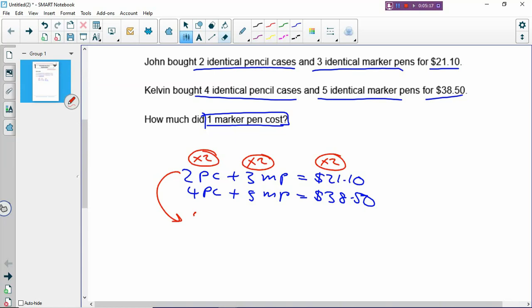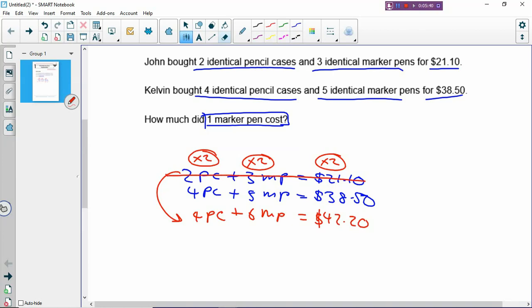So 2 times 2, now it is 4 pencil case, and 3 times 2, it is now 6 marker pens, and $21.10 times 2, right? And you will get $42.20. So the old skin has now become the new skin. So we throw away the old skin. All right, we don't have to know the old skin anymore.